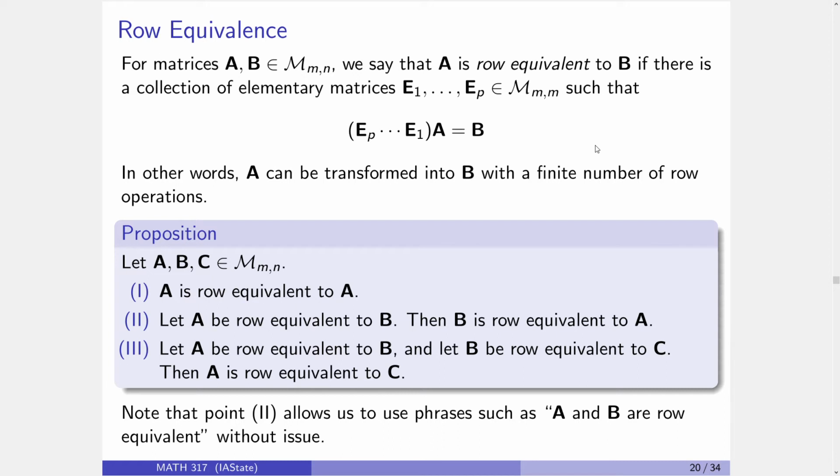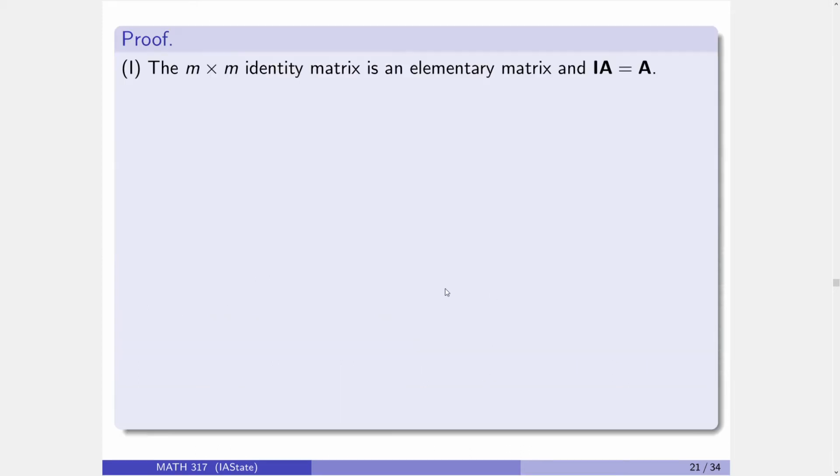All right, let's get into this. So, three things to prove. Every matrix is row equivalent to itself. If you've got a matrix equivalent to one, then we can reverse it. And then we can jump from one matrix to another matrix, and then you could skip the middleman and go from A to C.